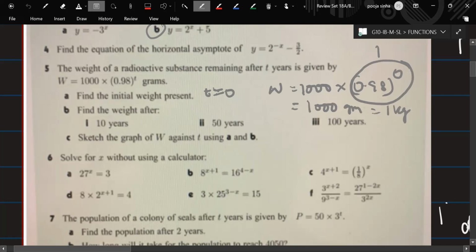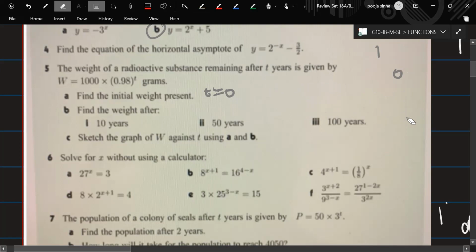Understood? Okay, next. After 10 years, you'd have 1000 multiplied by 0.98 raised to the power 10, then raised to the power 50, raised to the power 100. This you can easily do on a calculator. Sketch the graph of W against T using A and B.